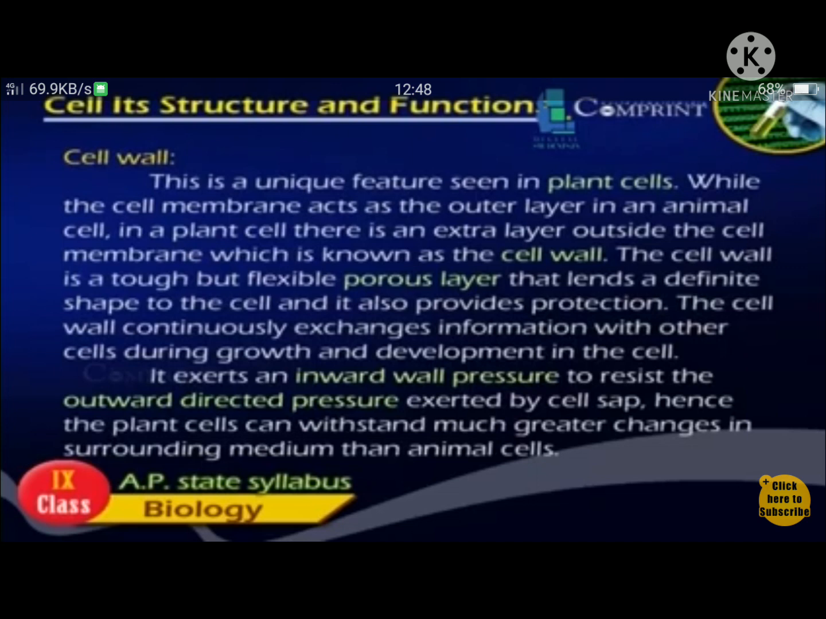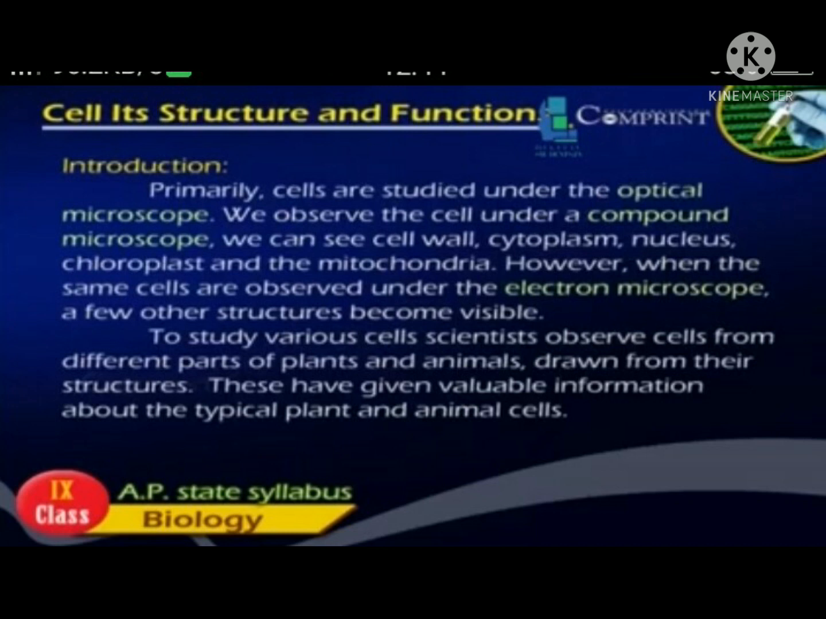Cells are divided into two types. One is plant cell and second one is animal cell. Plant cell is made of cellulose. Animal cell is made of lipids and proteins. It contains lipids and proteins.